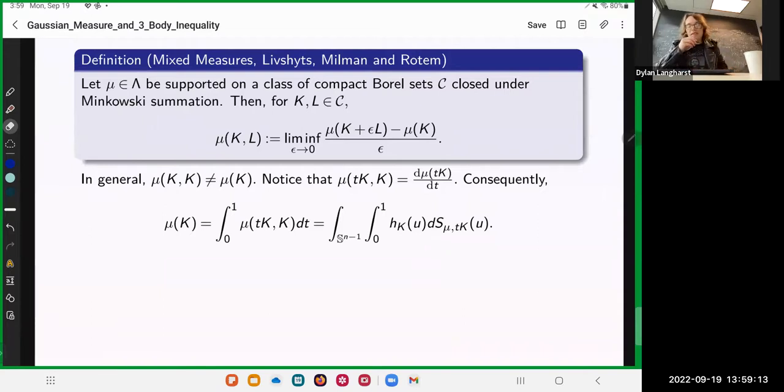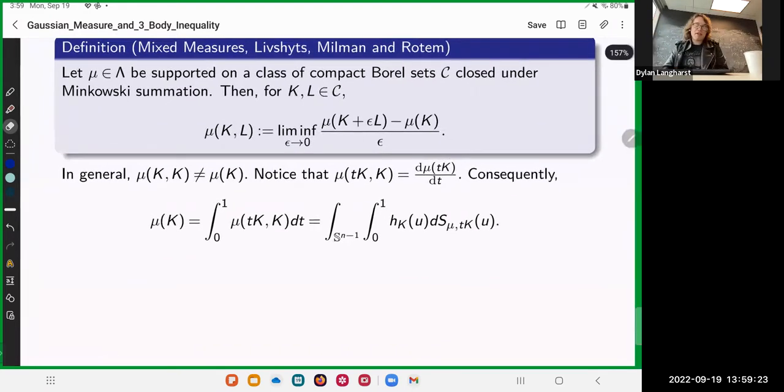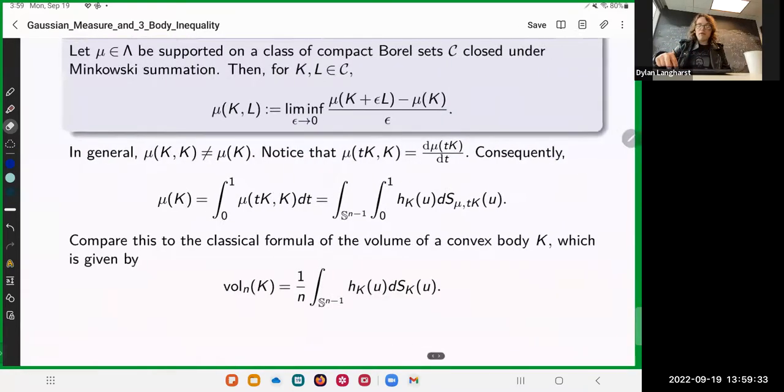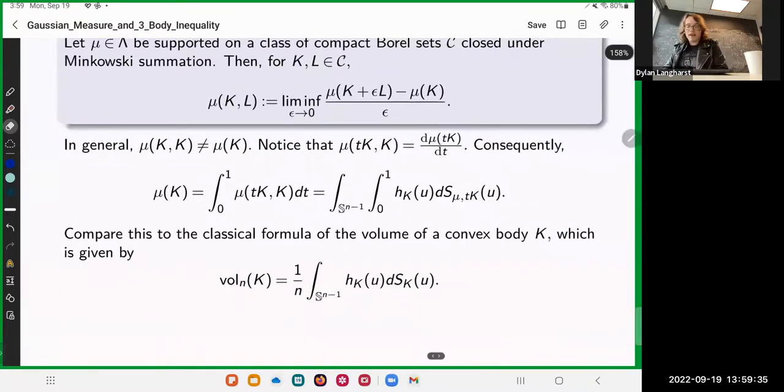Now, I want you to notice that the mixed measure of tK with K is simply the derivative of mu of tK. So consequently, using the fundamental theorem of calculus, I can integrate. So I get mu of K, it's just the integral from 0 to 1 of mu of tK, K dt. And if I insert, that becomes precisely this. And compare this to a well-known formula for the volume of a convex body, which is given as so.